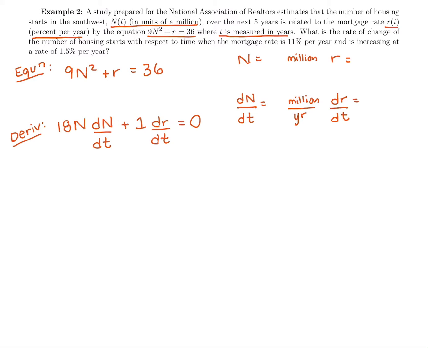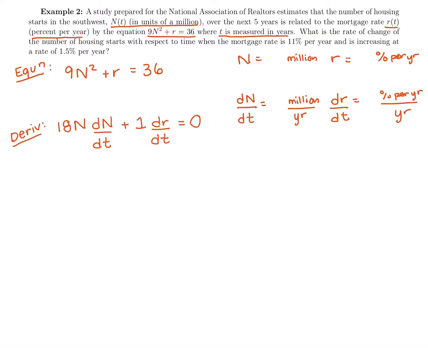And then R of T is the percent per year for that mortgage rate. So we have the percent per year. So then dr dt is going to be how that percent per year is changing each year. Kind of a big unit on there. So you have the percent per year as your mortgage rate, but then how it's changing each year would be dr dt.